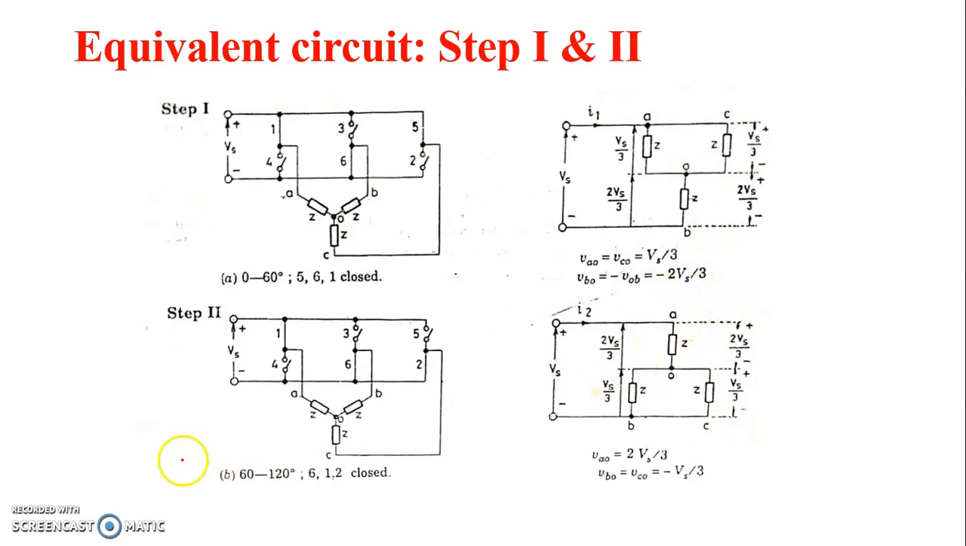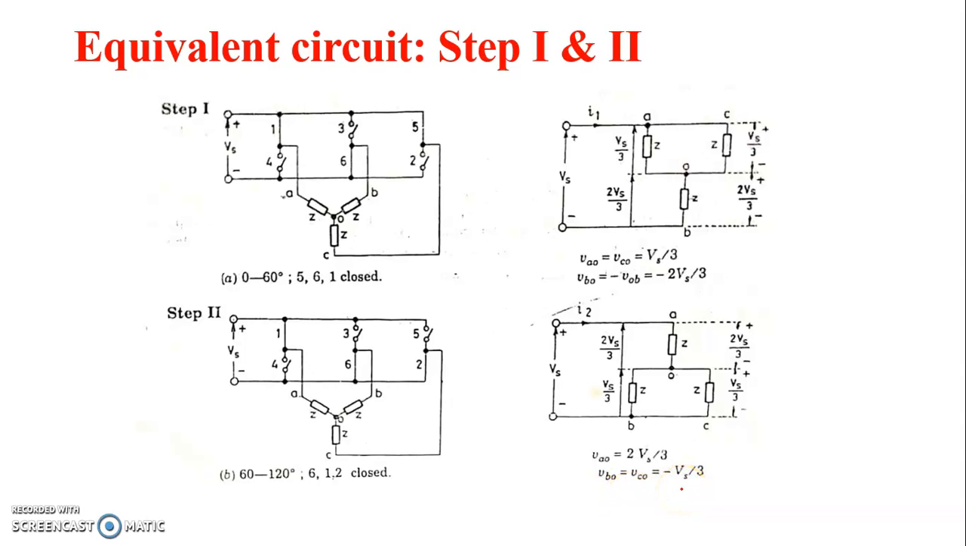So here also for step 2, the thyristors 6, 1, 2 are conducting. So the thyristors 6, 1, 2 are in a closed condition. Other non-conducting thyristors are in an open condition. So same, A and B are connected to the positive of the supply, and C is connected to the negative of the supply. So here also we are going to find VA0 equal to 2Vs by 3 from the diagram. By using the voltage division rule, VA0 is equal to 2Vs by 3, VB0, VC0 equal to minus Vs by 3.